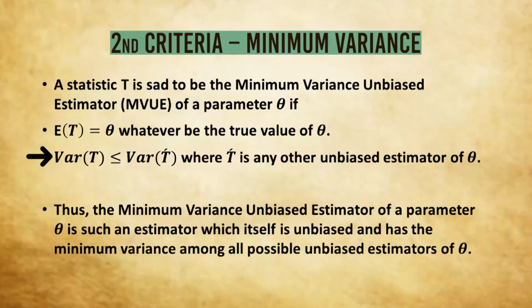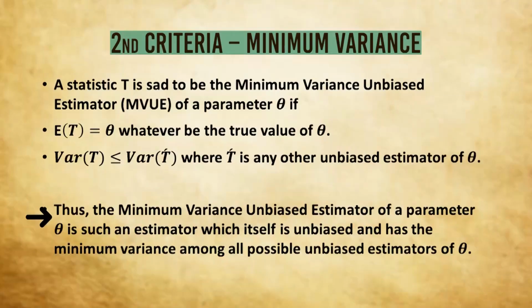That means you think of all possible unbiased estimators of theta, we'll choose that estimator which has got the minimum variance among these unbiased estimators. So that is why we say variance of T is less than or equal to variance of T dash, where T dash is any other unbiased estimator of theta. So in general, what do we mean by an MVUE or a minimum variance unbiased estimator? It is such an estimator which has to be unbiased firstly, and which must have the minimum variance among all possible unbiased estimators of theta.